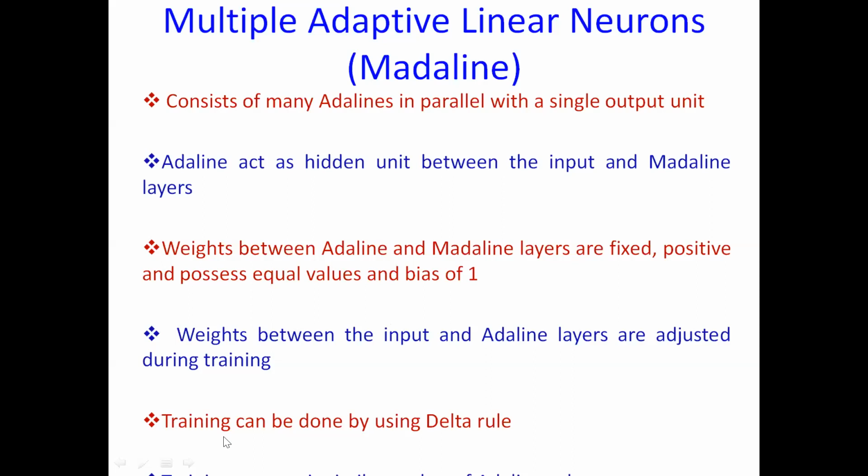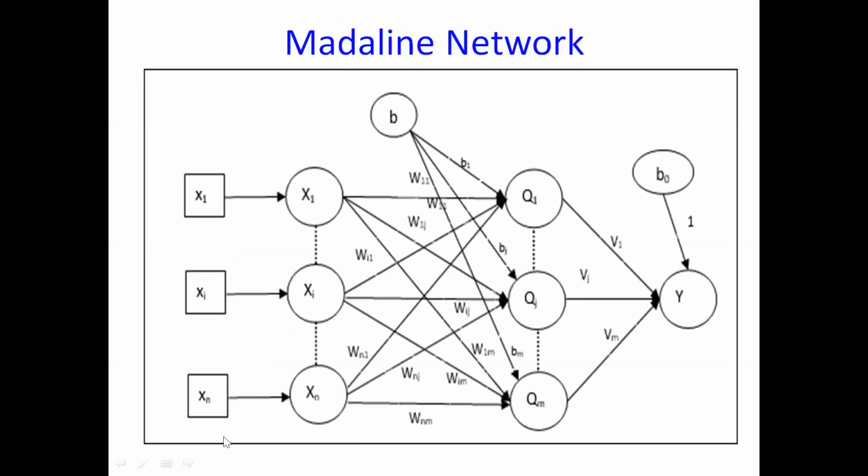So what happens is that we have 3 layers now. One is input layer, another is hidden layer, which is Adaline layers, and the third one is output layer, which is Madaline layers. Usually, the weights between the input and Adaline layers are adjusted during training. And this training can be done by using delta rule, which we already covered in the previous class.